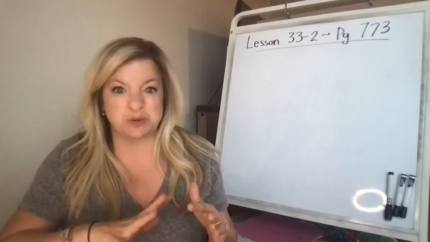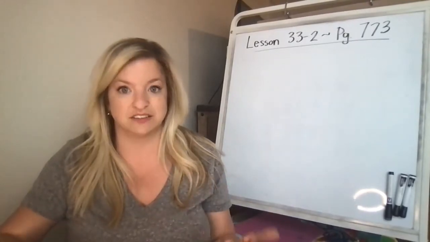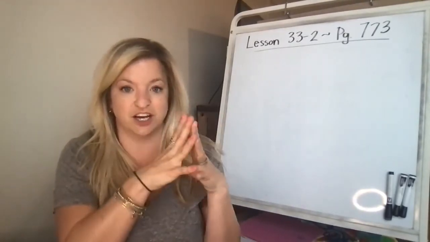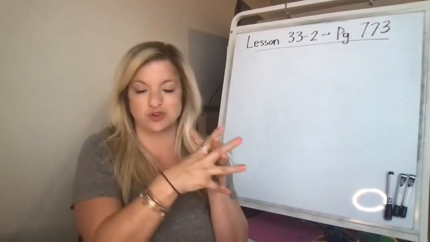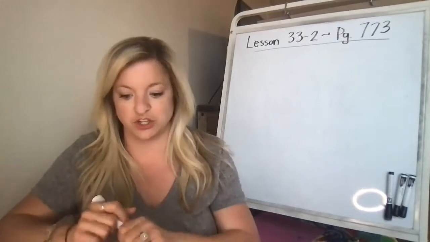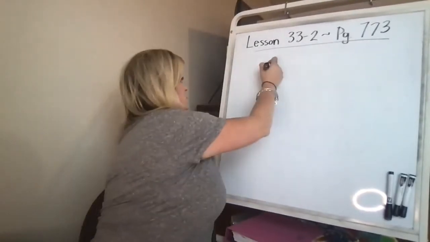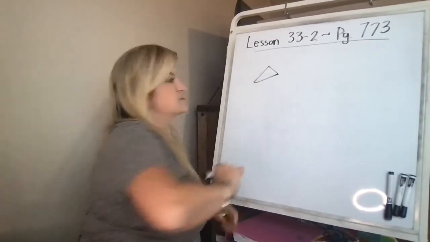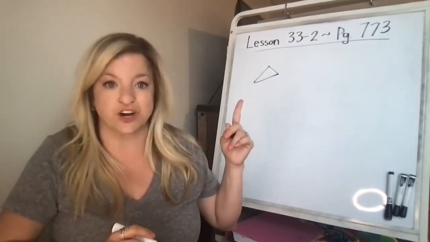So when a shape is two-dimensional, that means it's flat. It's not like 3D, 3D kind of pops out at you. Well, that's not what two-dimensional is. So two-dimensional is like this. It's just flat. Okay, this is a triangle.